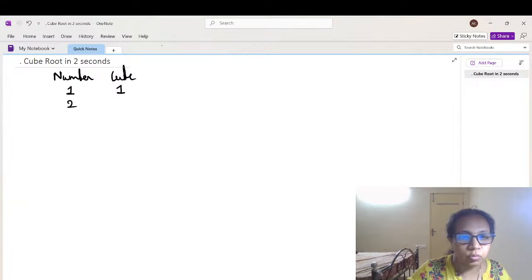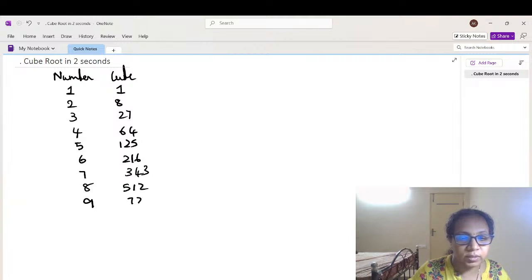Number is 2. 2 into 2 into 2 is 8. 3. 3 into 3 into 3 is 27. Similarly, 4 cube is 64. 5 cube is 125. 6 cube is 216. 7 cube is 343. 8 cube is 512. 9 cube is 729. And 10 cube is 1000.